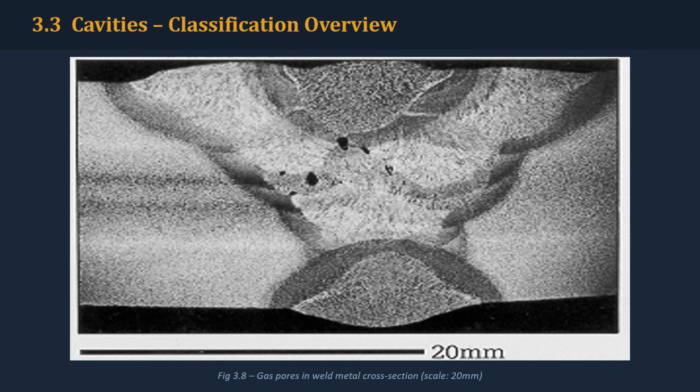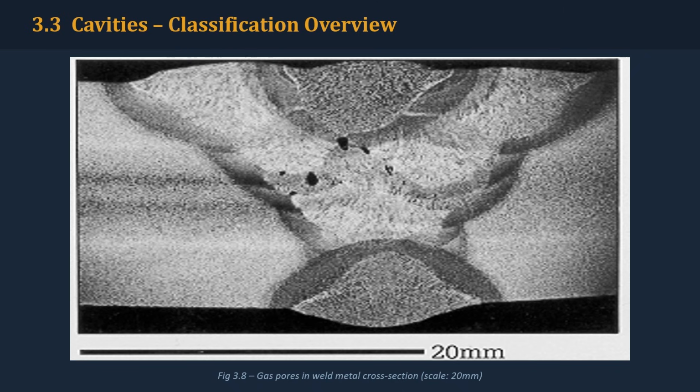The gas cavity group includes spherical pores, uniformly distributed porosity, clustered porosity, linear porosity, elongated cavities and wormholes. Wormholes are particularly distinctive because they are elongated tubular cavities and can produce a herringbone-type appearance on radiography. The shrinkage group includes crater pipe and other forms of interdendritic shrinkage.